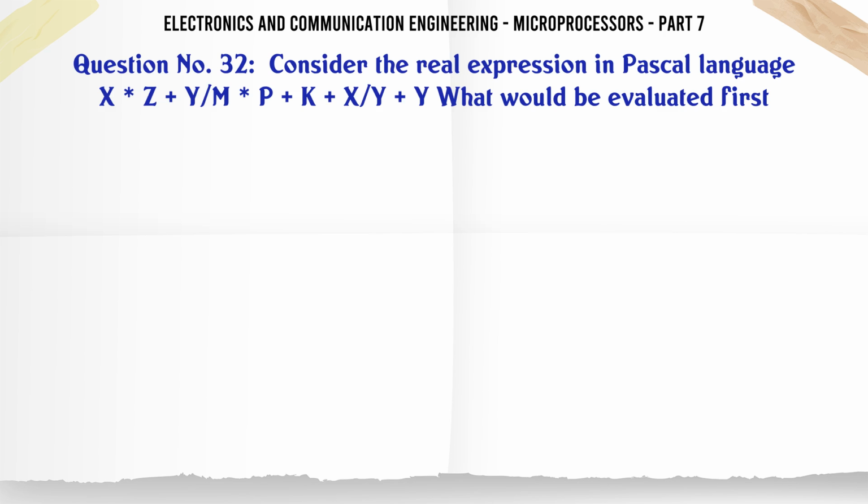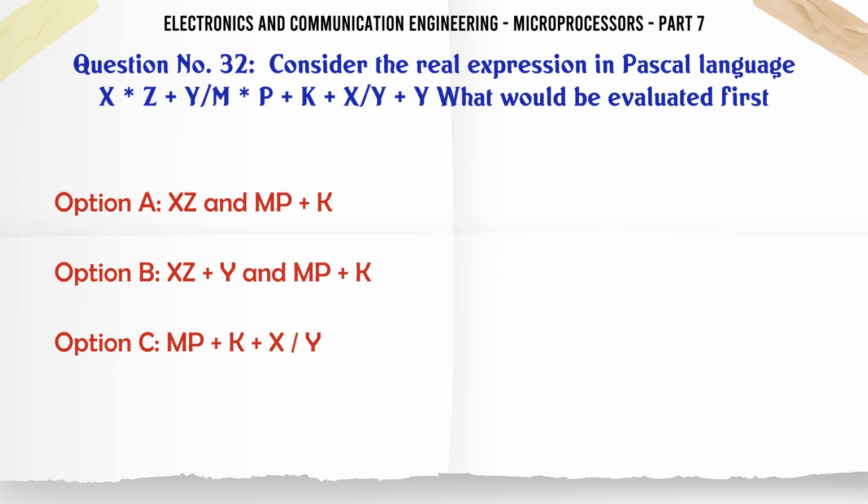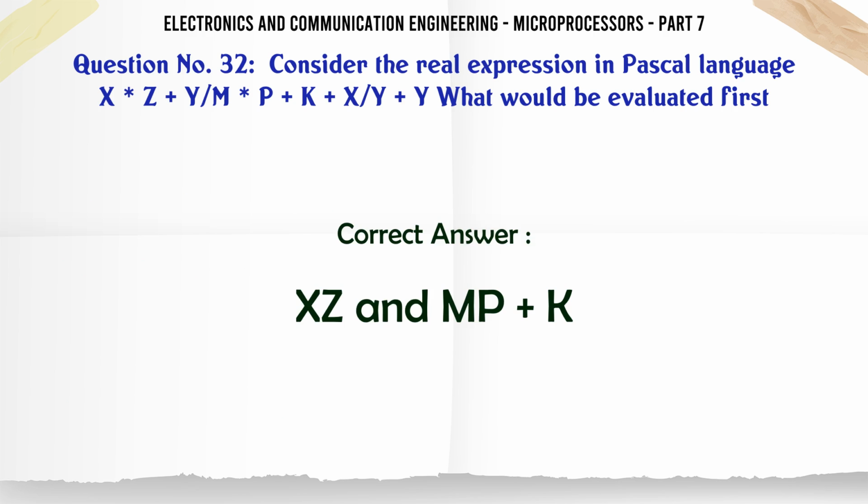Consider the real expression in Pascal language XZ+Y MP+K+X Y. What would be evaluated first? A. XZ and MP+K, B. XZ+Y and MP+K, C. MP+K+X_Y, D. Y MP+K. The correct answer is XZ and MP+K.